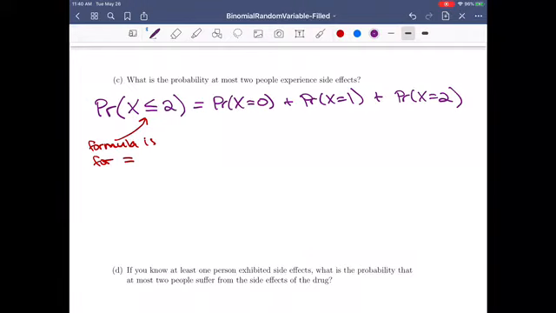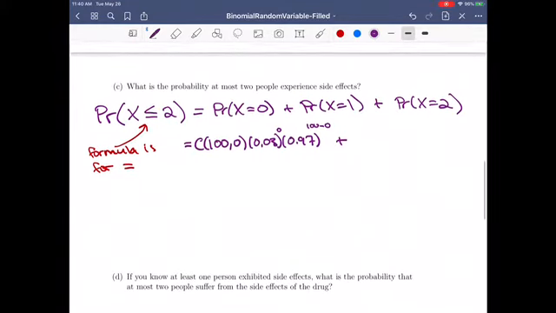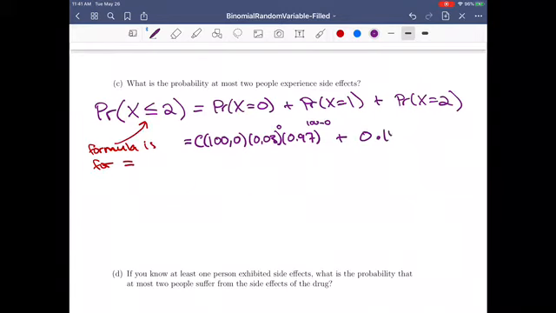We already did 1, but I'll just do it again. We can use the formula now for each. So 100 choose 0, 0.03 to the power 0, 0.97 to the power 100 minus 0. Actually, we already did 1, so this is 0.147. And now I want to do the 2 case. So 100 choose 2, 0.03 to the power 2, 0.97 to the power 100 minus 2.